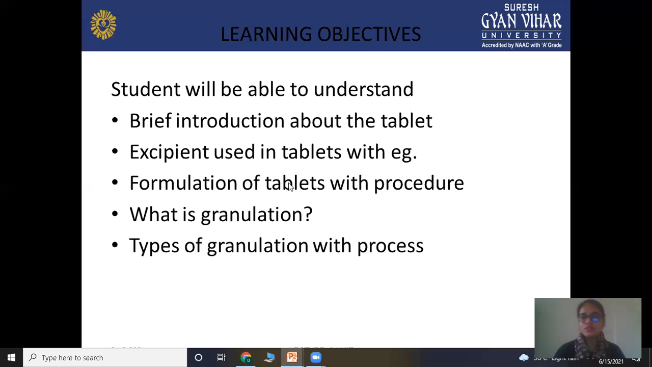Next is the formulation procedure of a tablet, that is, how you formulate or manufacture your tablet. Next is what granulation is, its definition and description. You should know all the granulation processes, including dry, wet, and direct compression methods. And next are the types of granulation and how you perform each granulation method. You should know all these things in this lecture.